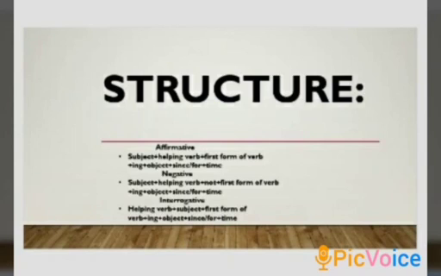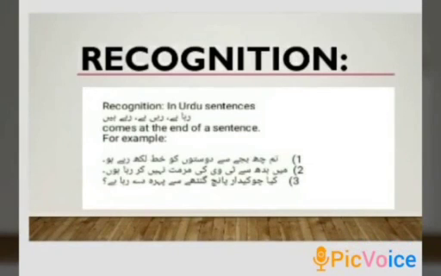So it is clear from these examples how you will make a present perfect continuous tense. Now students, have a look at the recognition of present perfect continuous tense. If different types of sentences come in front of you, then how will you recognize that this is present perfect continuous tense? So what will come at the end of the sentences?